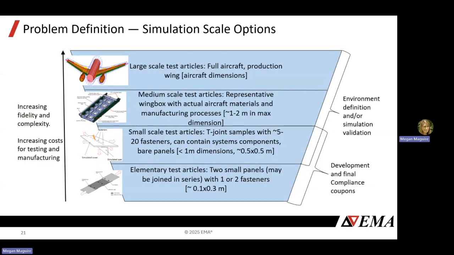And then this is just a visual of the different scales for simulation. Starting at the bottom, moving to the top, it's increasing fidelity and complexity, as well as increasing cost for test and manufacturing. So you can simulate elementary test articles, so very small samples, like in this case, 2 small panels, or you can go up to a larger section, so small scale test articles, onto medium scale test articles, say a wing box or a fuel tank. And then finally, you have your large scale test articles, which would be your full vehicles, like your full airplane, or in this case, it's showing a subset of an airplane, but those are some options.